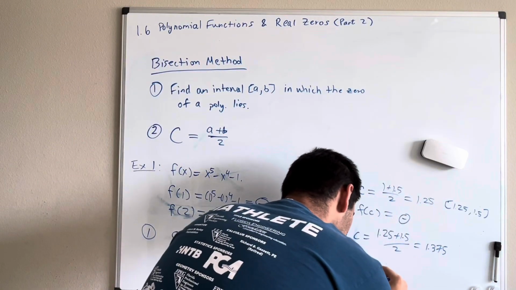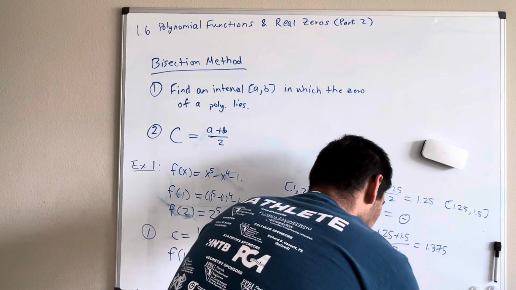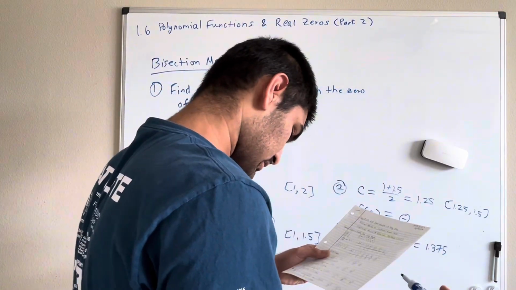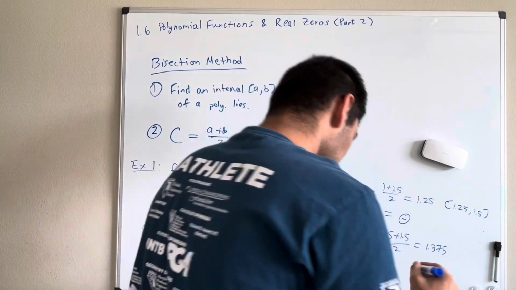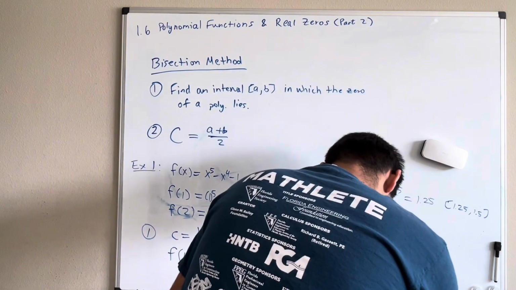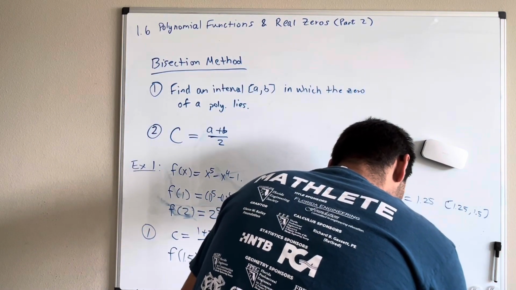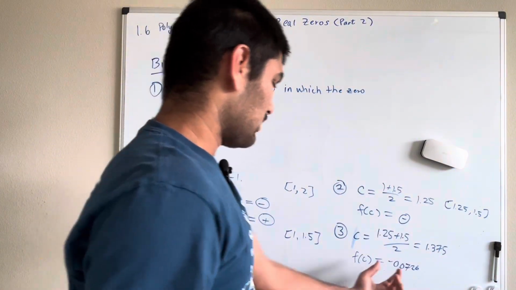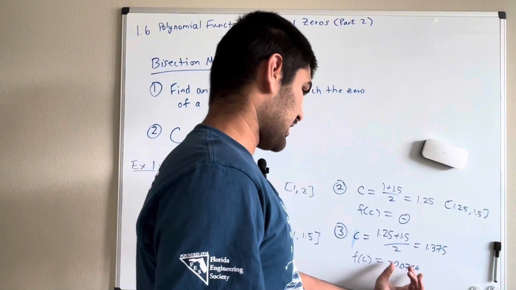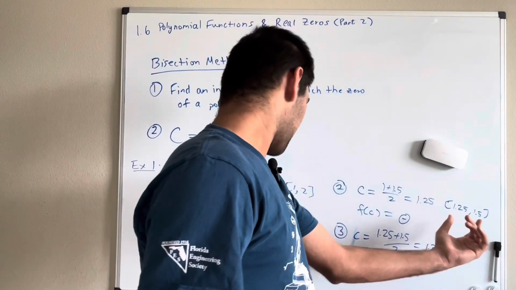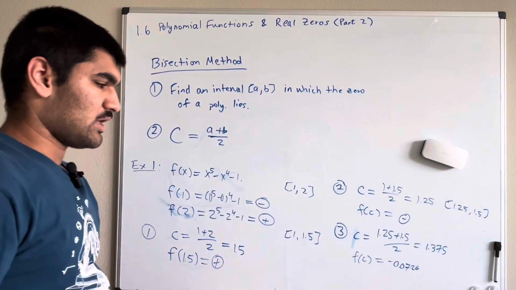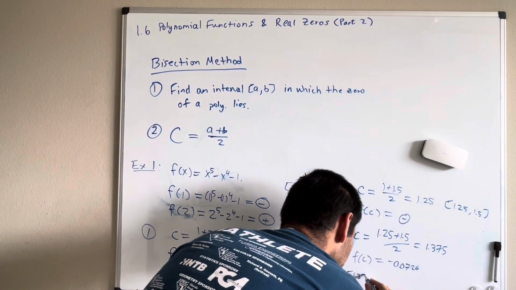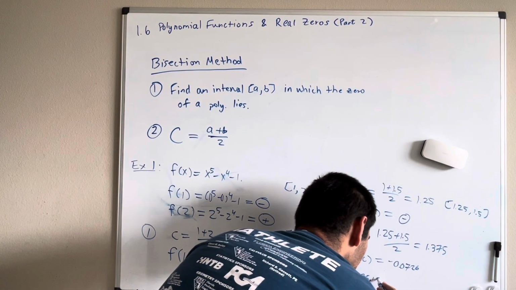And then f of c, I'll get the actual value now because this is probably going to be our estimated 0. It is negative 0.0726. Okay, good. So like you see, f of c is negative. 1.5 is a positive value though, so that means that our 0 lies in the interval from 1.375 until 1.5.